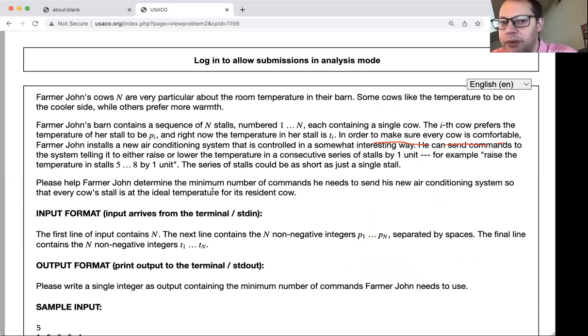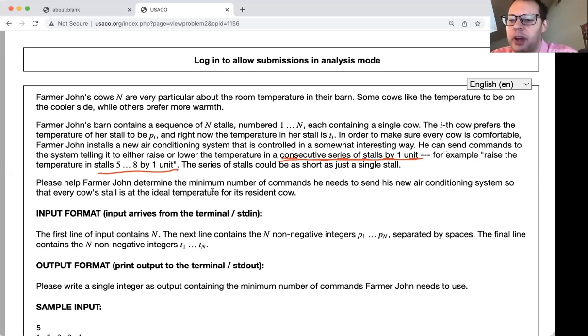In order to make sure every cow is comfortable, Farmer John installs a new air conditioning system that is controlled in a somewhat interesting way. He can send commands to the system, telling it to either raise or lower the temperature in a consecutive series of stalls by 1 unit. For example, raise the temperature in stalls 5 through 8 by 1 unit.